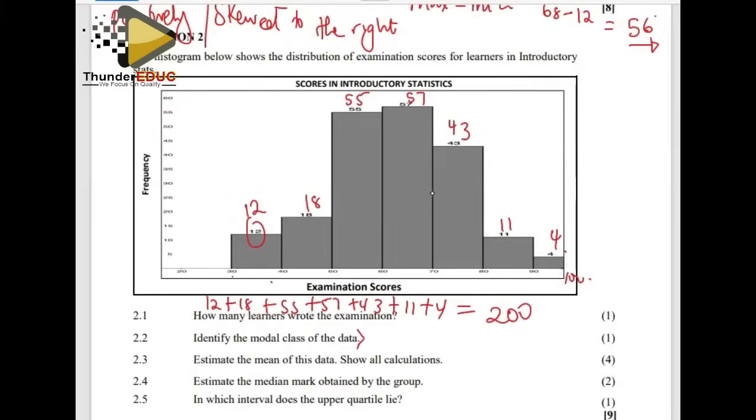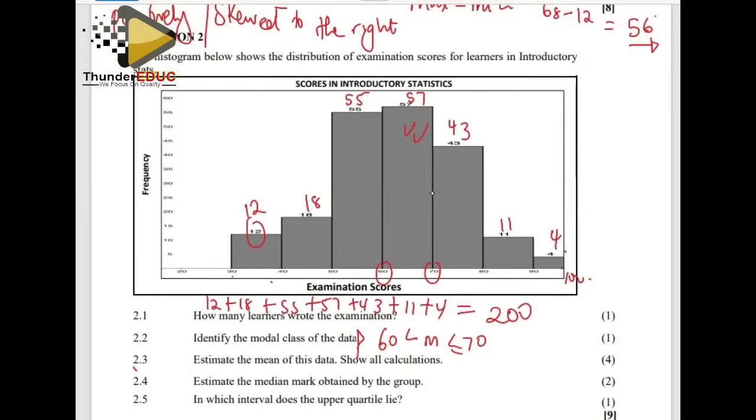So the modal class is basically the class that has the tallest bar in the histogram. So it's this one, between 60 and 70. So how do we write that class? We're going to say 60 is less than or equal to the mark, which is M, and then is less than 70. You can put the equal sign depending on where you want to put it, but that is how the class should be indicated.